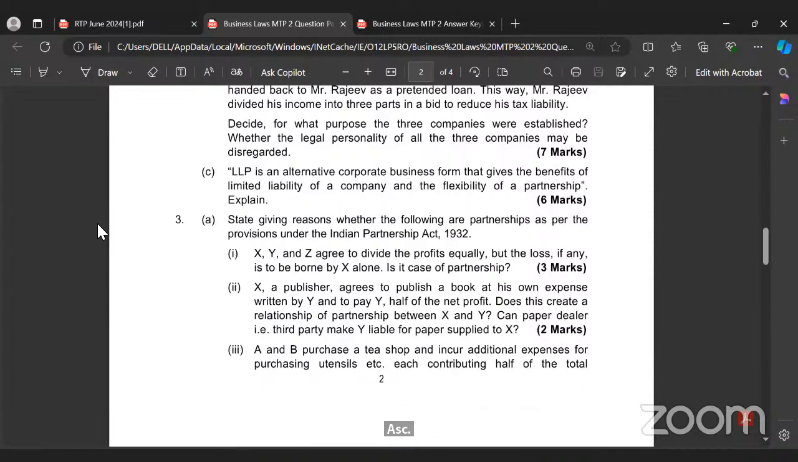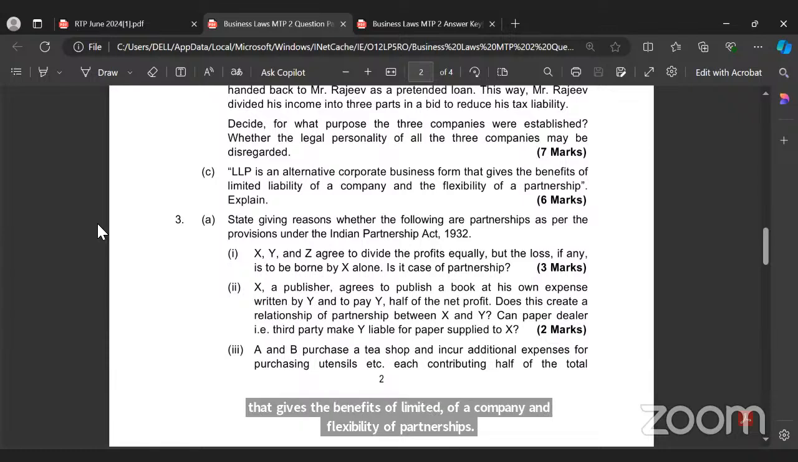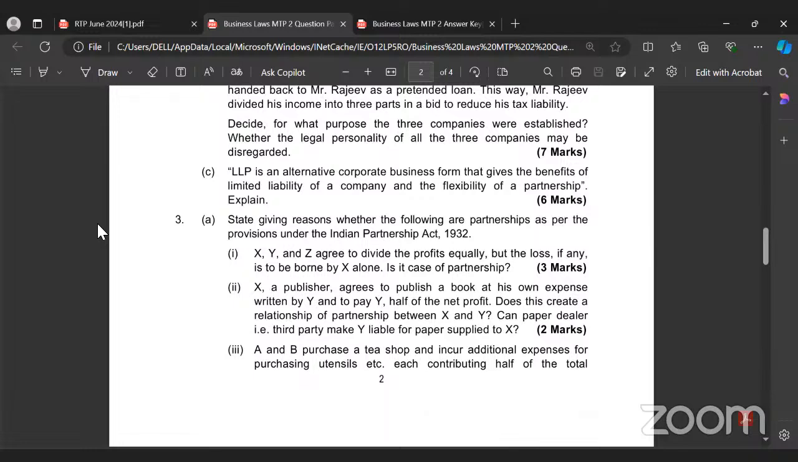LLP is an alternative corporate business form that gives the benefits of limited liability of a company and flexibility of partnership. Explain. 6 marks. Always LLP will come in the whole paper for 6 marks. So study this chapter properly. And even that first chapter, the Indian judicial system, that will also come for 6 or 7 marks. So 12 marks from those 2 chapters. Remaining 108 marks out of 120 marks are from other chapters.